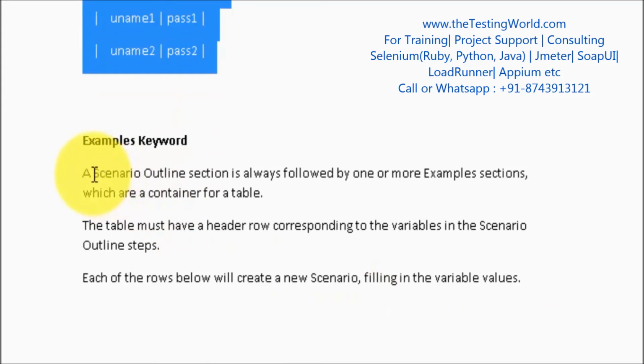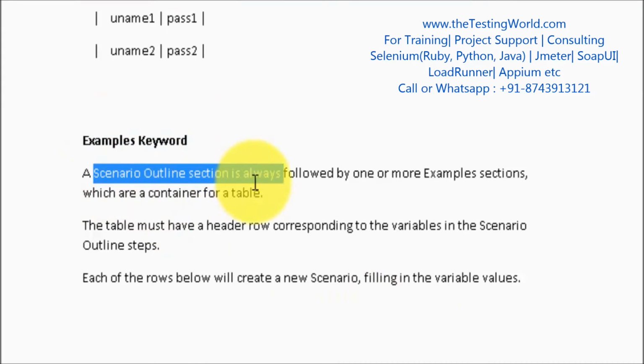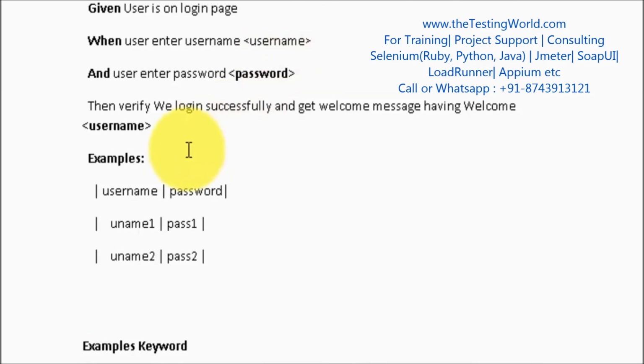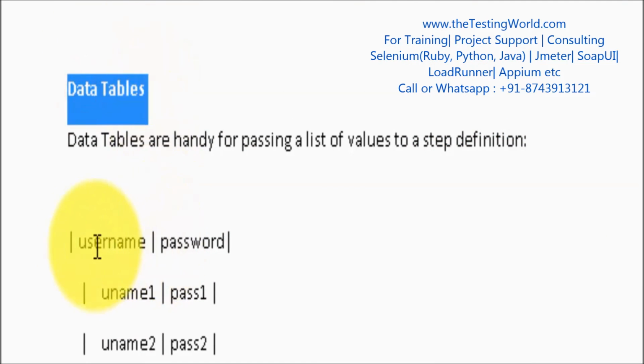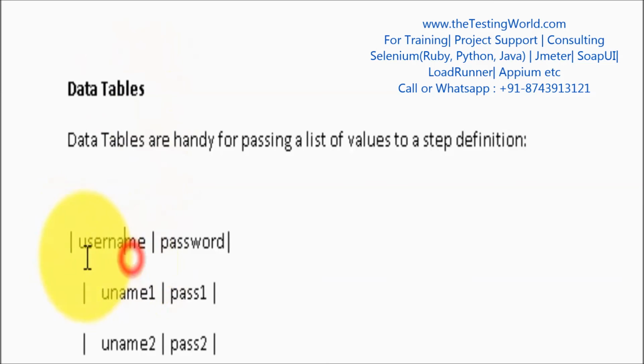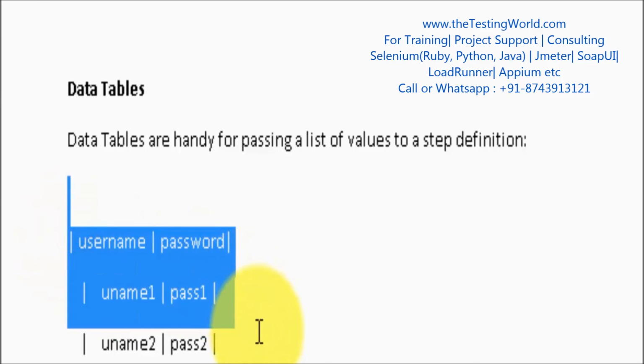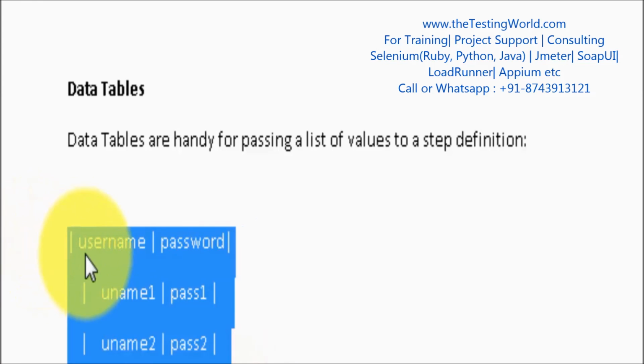The Examples keyword is always used with the scenario outline, so it's always followed by the scenario outline. The table must have a header row corresponding to the variables in the scenario. So whatever variables we have used in the scenario, you can use here, username and password. The same names we have to give here in the header. We have seen how we can define the data table. The data table will be started by the header and started with the pipe, then pipes between the columns, and a pipe symbol at the end. So these are the pipe symbols by which we are defining the data table. This data table is going to be used with Examples, and Examples is going to be used with the scenario outline.